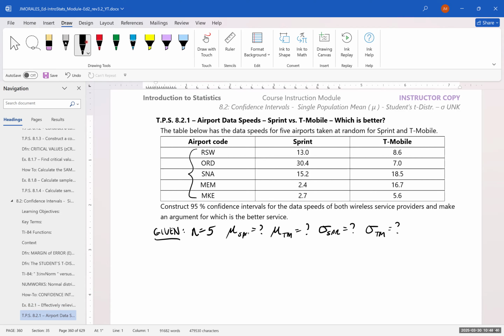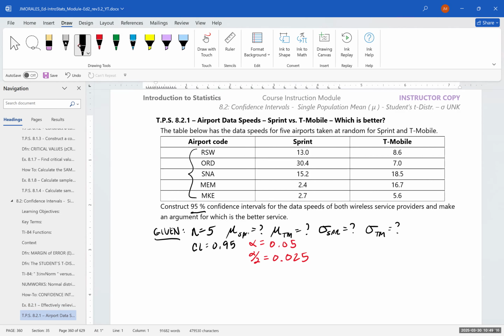We do know that the confidence level is going to be 95%, which means we're going to have a significance level of 0.05. And dealing with confidence intervals, it's always going to be two-tailed. So we're going to have to take the significance level divided by 2. That means we're going to have an area of 0.025 in each tail.